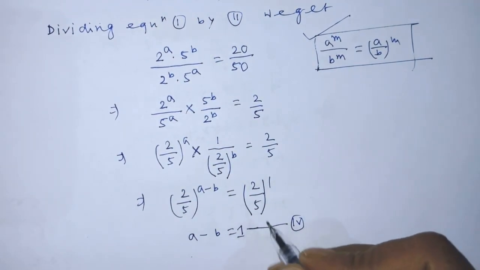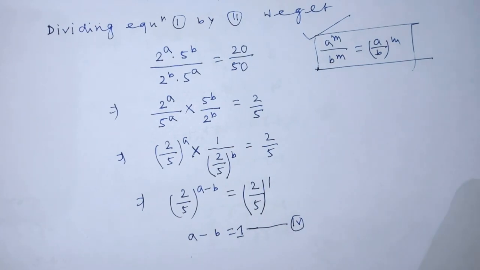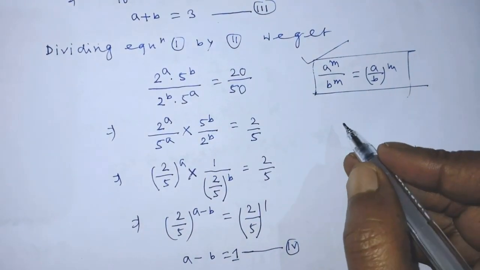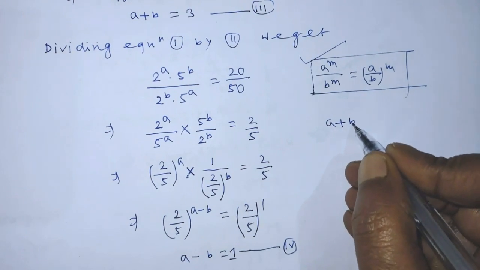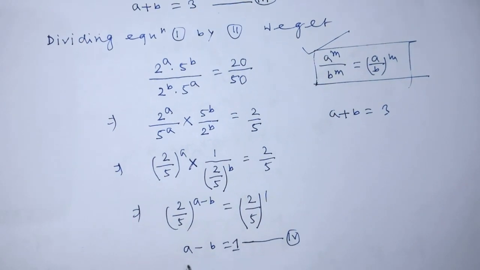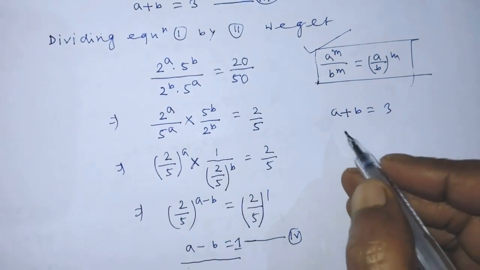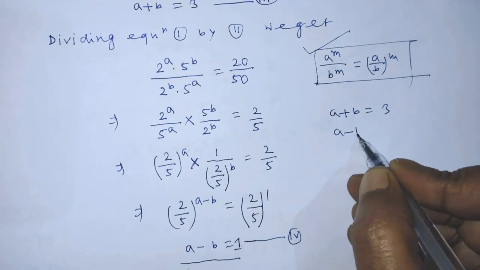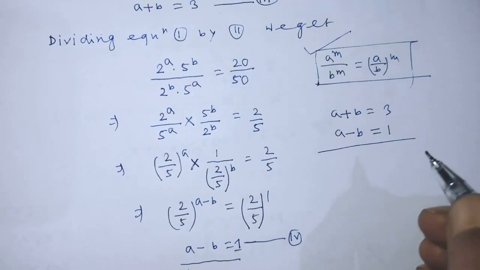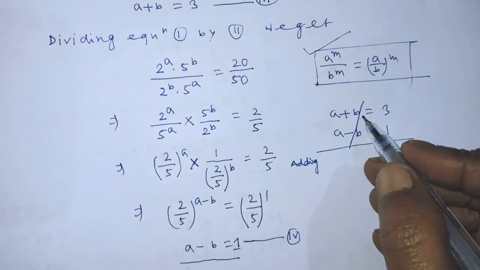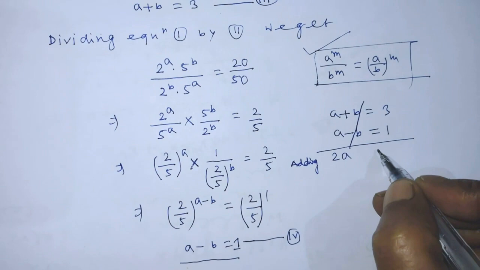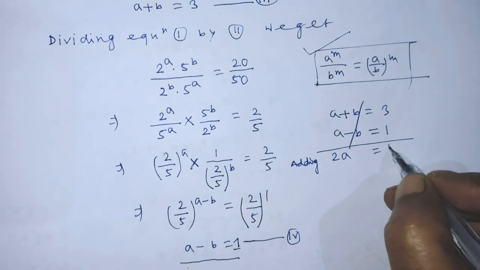So student, to find the value of a and b, we have to solve equations 3 and 4. Our equation number 3 is a plus b is equal to 3, and our equation number 4 is a minus b is equal to 1. So student, by the elimination method we can cancel plus b and minus b. Now we can write 2a is equal to 3 plus 1, that is 4.